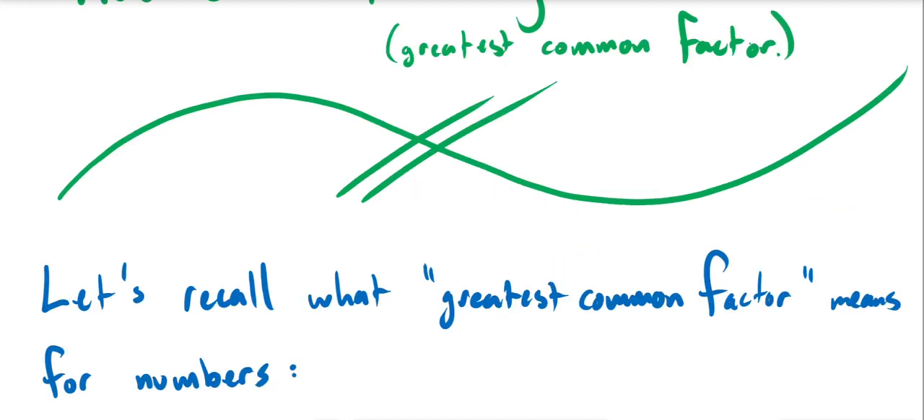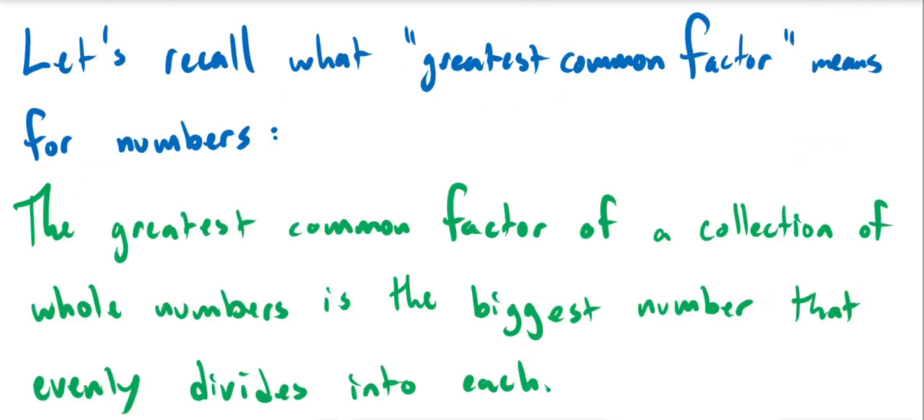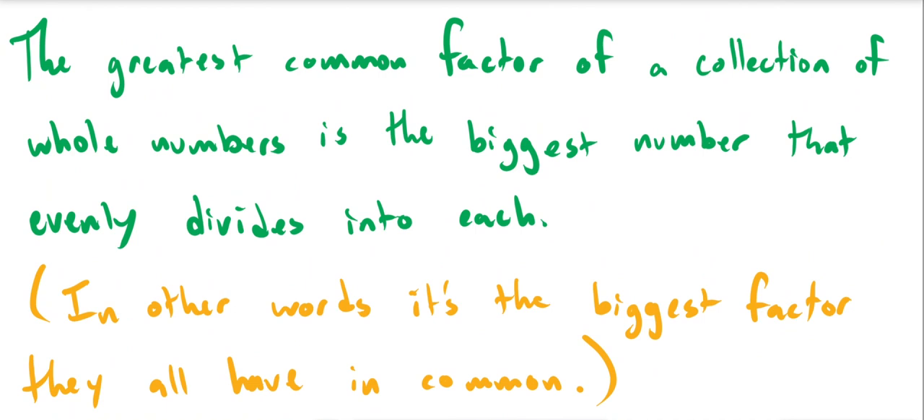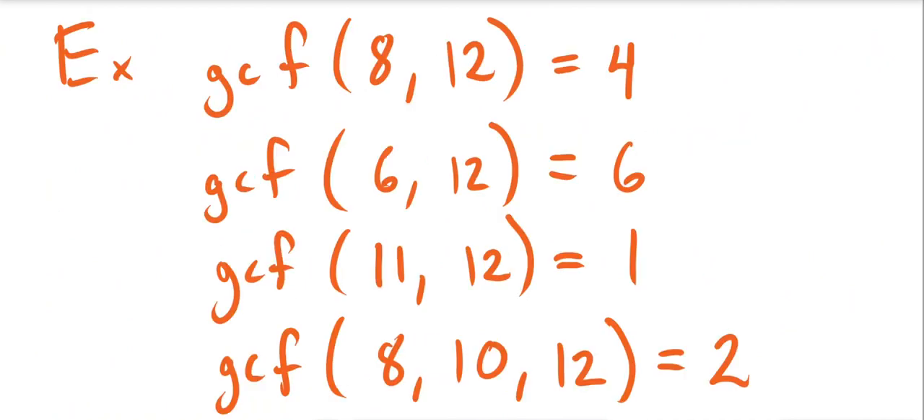Before we dive into polynomials, let's recall what greatest common factor means for numbers. The greatest common factor of a collection of whole numbers is the biggest number that evenly divides into each number in the collection. In other words, it's the biggest factor they all have in common, hence the name. Let's look at some examples.